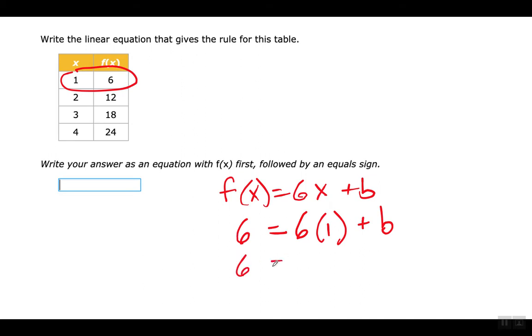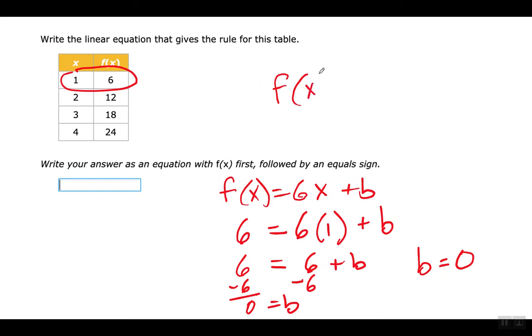Alright, so in this case, I'm going to get 6 equals 6 plus b. Now I move this 6 to the left by subtracting it, and I get 0. So the y-intercept is 0. My value for b is 0, so the y-intercept is 0. So my answer so far looks like this. F of x equals 6x plus 0. However, like I said, you always write your answers as simplified as possible. Since the y-intercept is 0, I'm not going to write that in my answer.